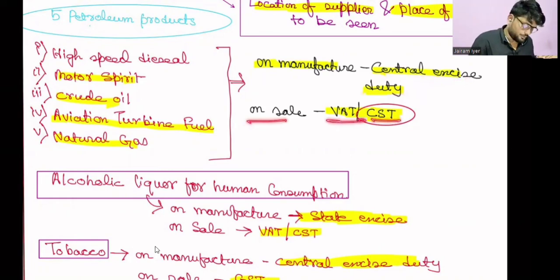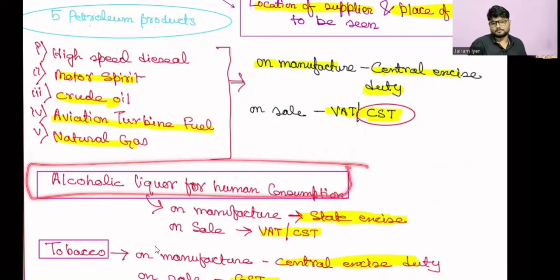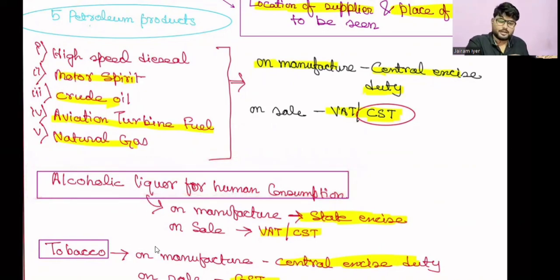But we know alcoholic liquor for human consumption can never ever come under GST. It has been kept out; the article itself said that because states were never ever agreeing to it. So that's why it has been kept out. So for the whole life on its manufacture, state excise. Now see, state excise is there, not central excise. That means the whole revenue is going to the state government, and that is why all the states were opposed to it, except few states where it's banned. On sale, VAT or CST.